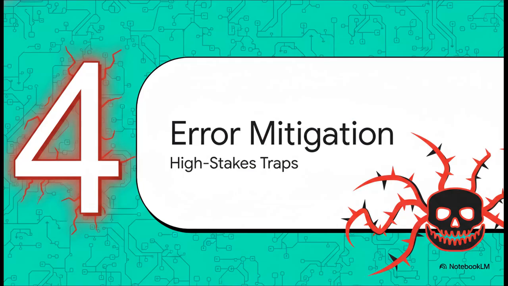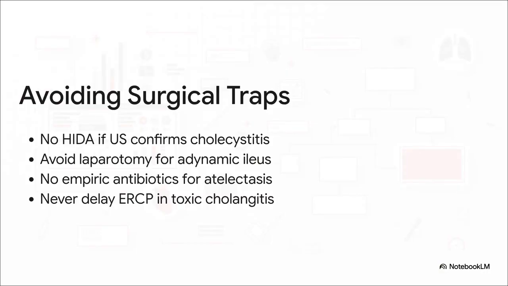Finally, we hit Module 4, clinical reconciliation and disruptive surgical traps. Let's talk about high-stakes error mitigation. We need to isolate those complex decision boundaries where the wrong choice leads to a fatal trap. Error mitigation is all about spotting redundancy and mistimed interventions. For example, ordering a HIDA scan when an ultrasound already confirmed acute cholecystitis, you're just wasting critical physiological windows. Or doing an immediate laparotomy for a simple adynamic ileus instead of resting the bowel, you're actively harming the patient. And delaying an ERCP in toxic cholangitis, like we just talked about, is a complete failure of prioritization.